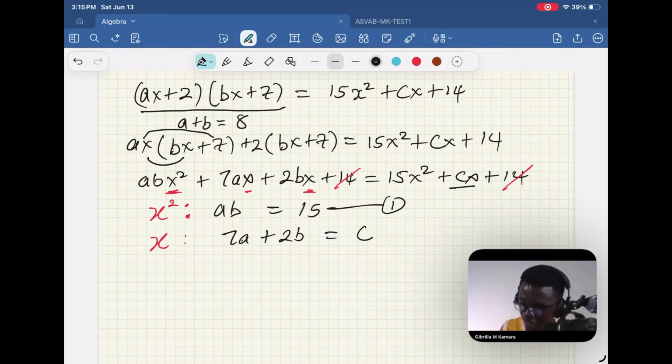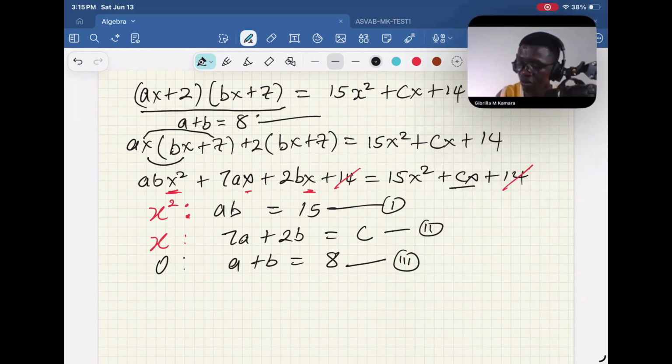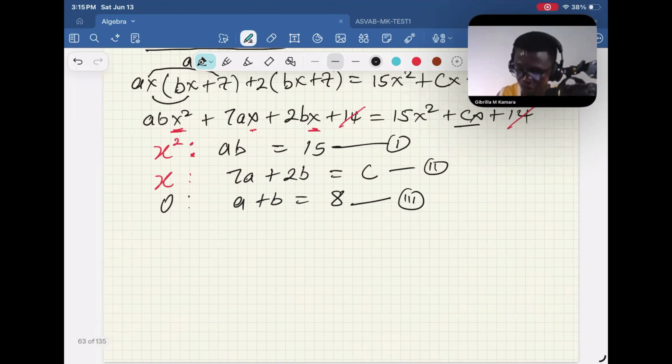Then what is left? So that is it. Now let's bring this equation here, so this becomes equation 2. Then the other one, just say 0 because it's a constant, there's nothing there. Say a + b = 8. So this is equation 3. Now we have 3 equations, 3 unknowns. The unknowns are a, b, c, and we have 3 equations. So this is solvable. So how do we approach this?